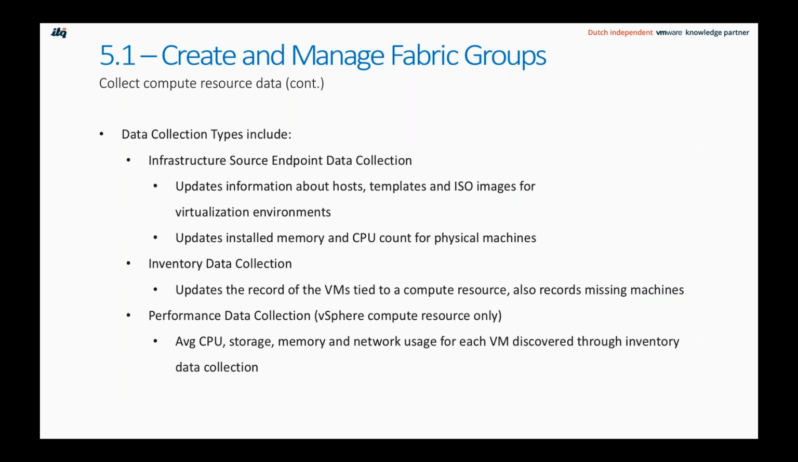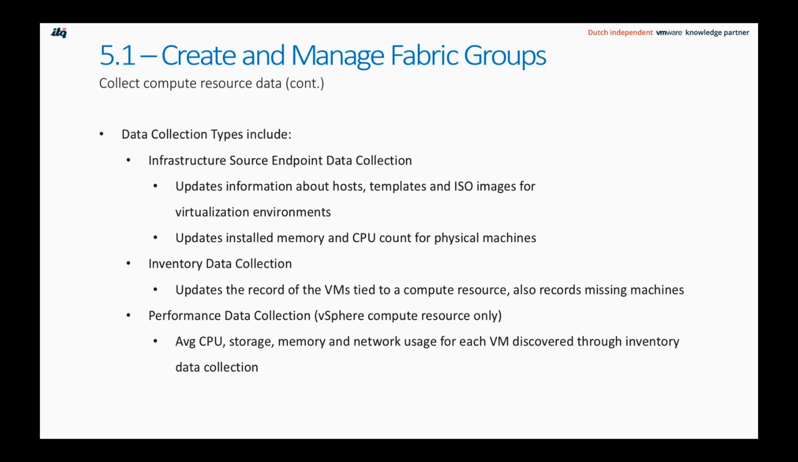The different data collection types include infrastructure source endpoint data collection. What it does is update information about the hosts, the templates, and the ISO images for virtualization environments. It updates the installed memory and CPU count for the physical machines. Then there is inventory data collection. That one updates the records for the VMs tied to a compute resource and also records missing machines and marks them as missing.